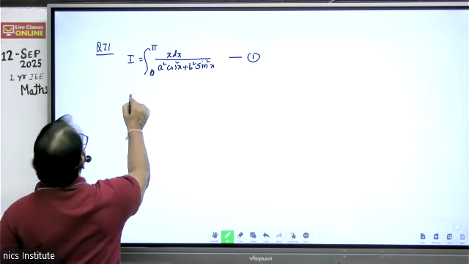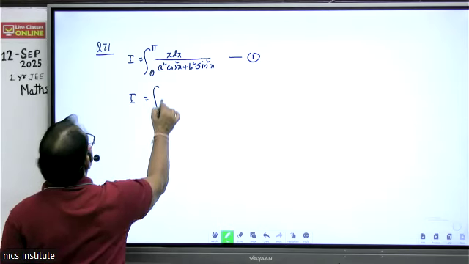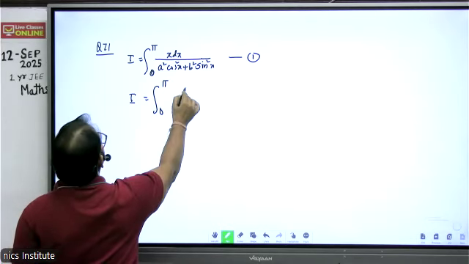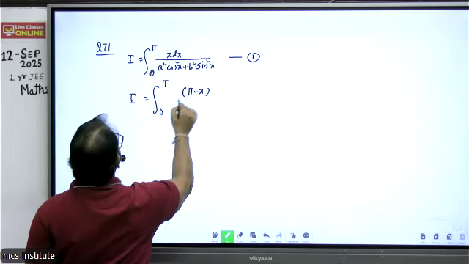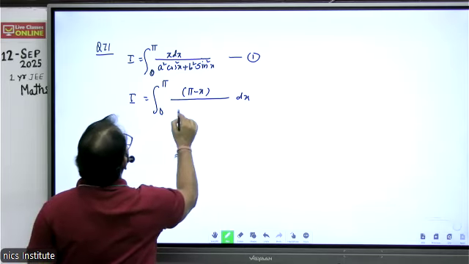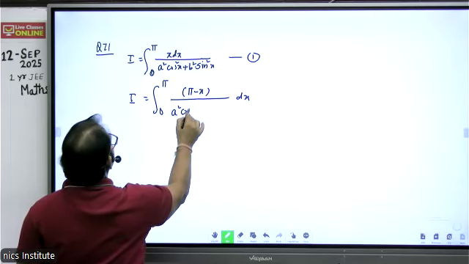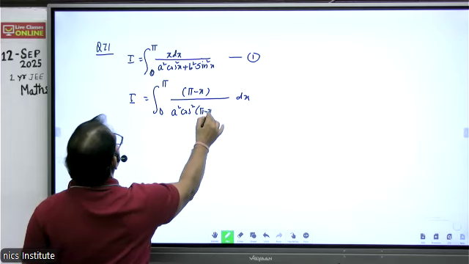So if first you apply the property 0 to a, wherever you have x, replace it by pi minus x. Wherever you have x, replace it by pi minus x.